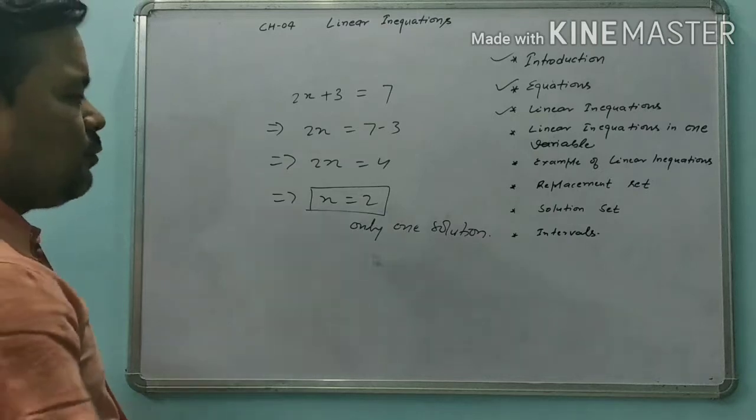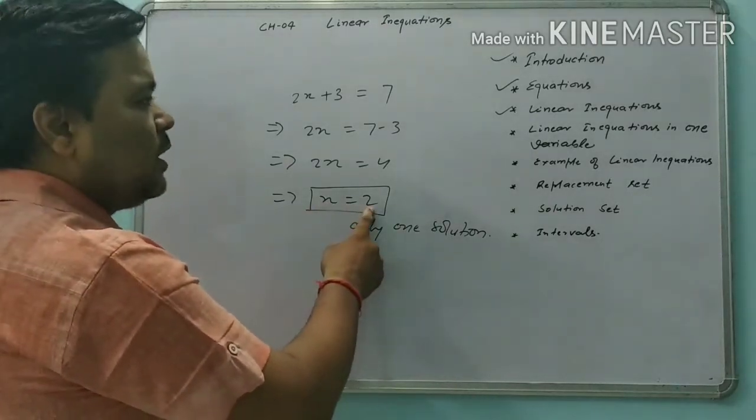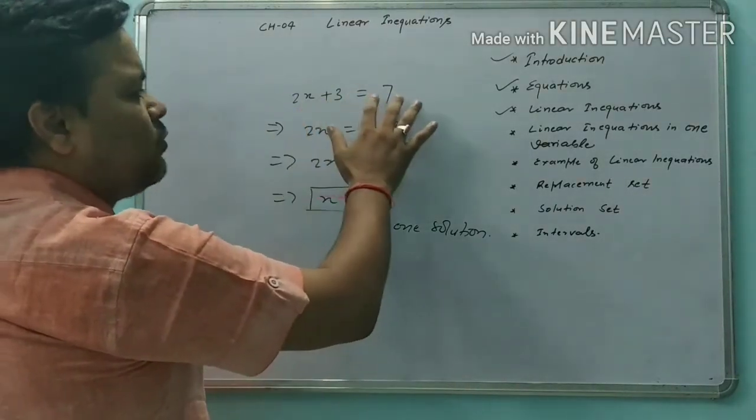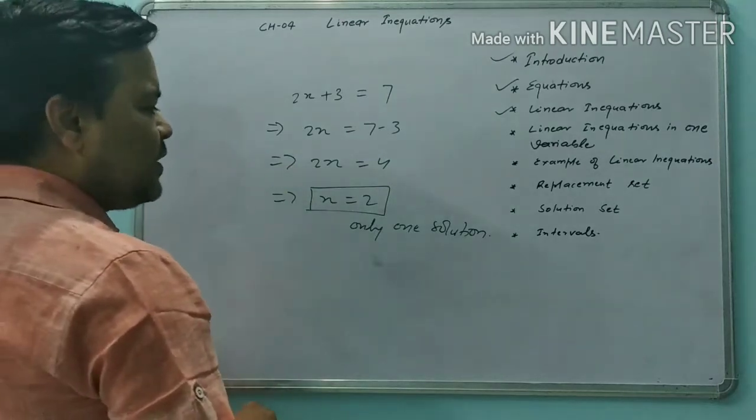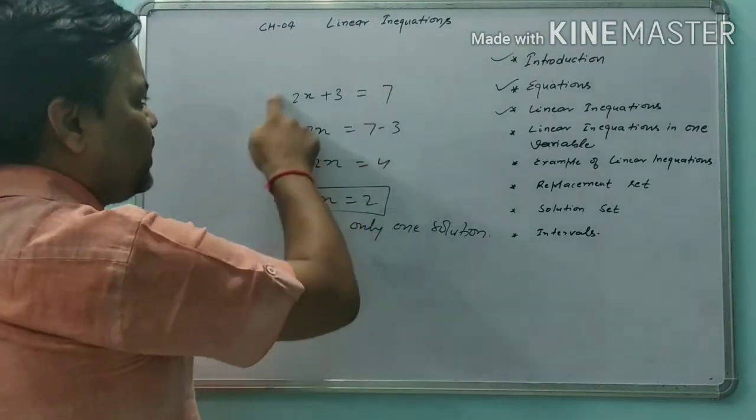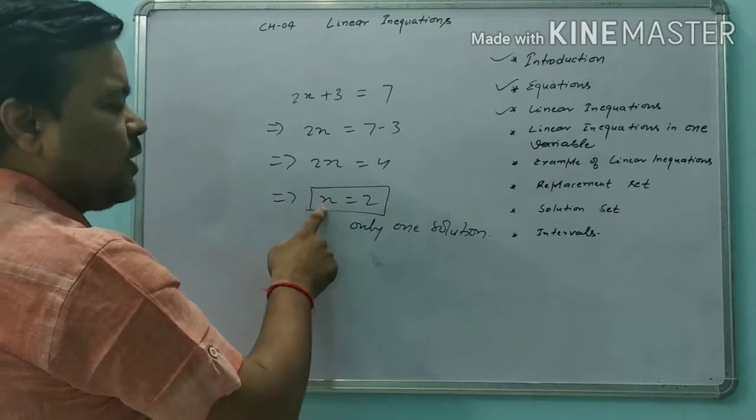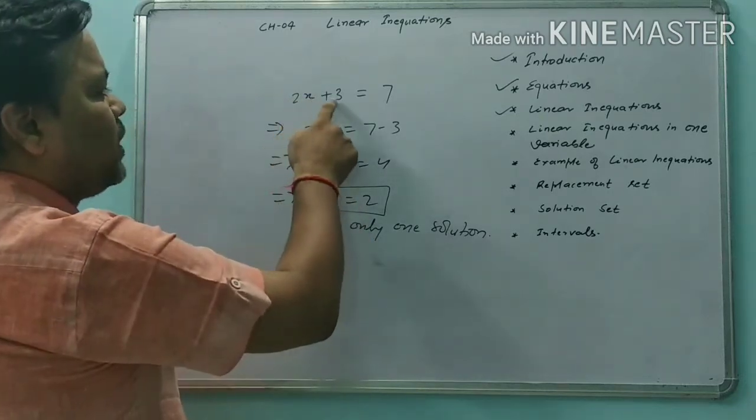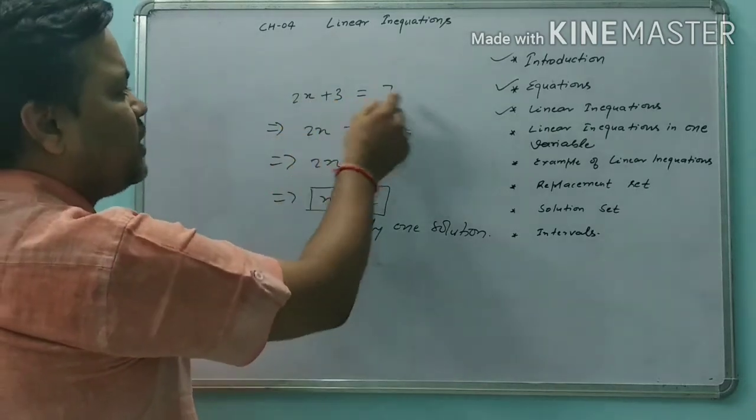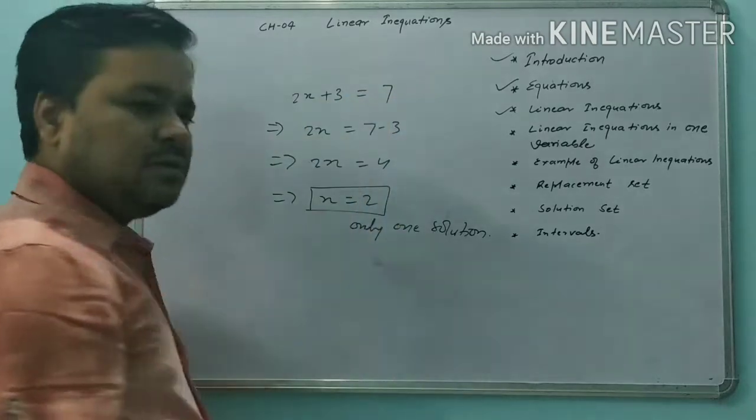It means if we put the value x is equal to 2, in that case the left hand side will be equal to the right hand side. So x is equal to 2 satisfies this equation. If we put x is equal to 2, then 2 times 2 is 4, and 4 plus 3 will be 7, meaning 7 is equal to 7. Left hand side will be equal to right hand side.